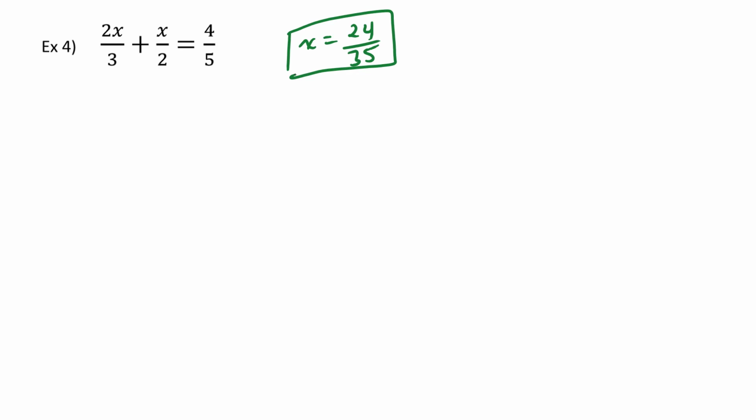The answer you should have obtained is x is equal to 24 divided by 35. Let's take it up. Let's find the lowest common denominator between 2, 3, and 5. Break it down into its prime numbers. 2, 3, and 5. Each are prime numbers. 2 times 3 times 5, and that is equal to 30. Lowest common denominator between 2, 3, and 5 is 30.